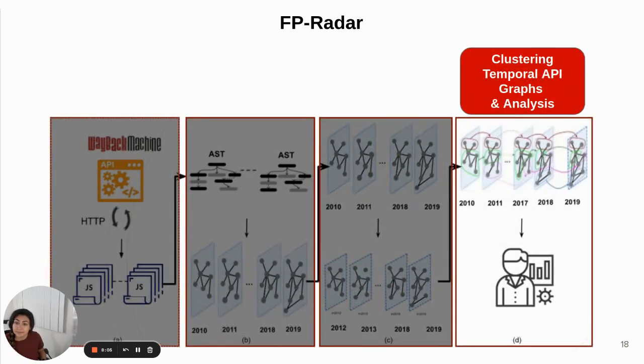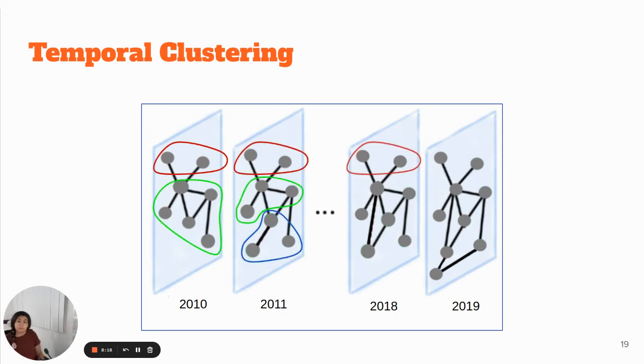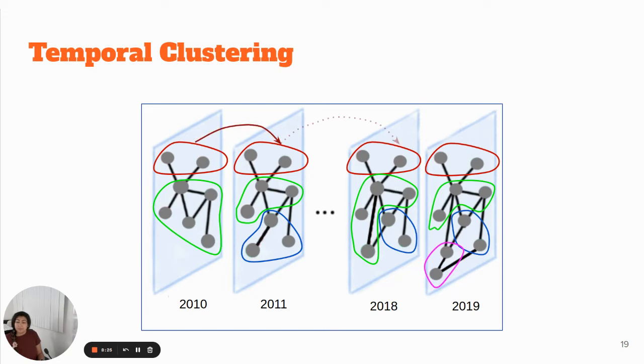The next step is temporal clustering. Here we have our temporal graphs, so starting from 2010 to 2019. FP Radar non-temporally clustered the graph based on the Louvain method, which partitioned the graph at each snapshot such that the modularity is maximized between clusters. And then FP Radar links clusters across consecutive years together to form temporal clusters. Specifically, FP Radar links clusters together if their Jaccard similarity is more than a threshold.